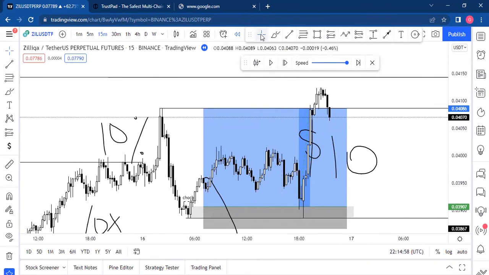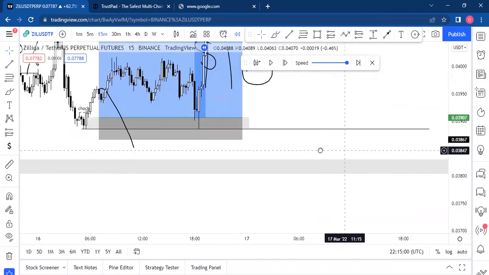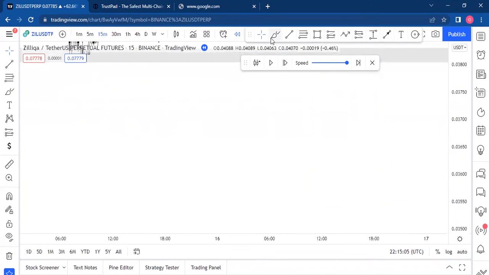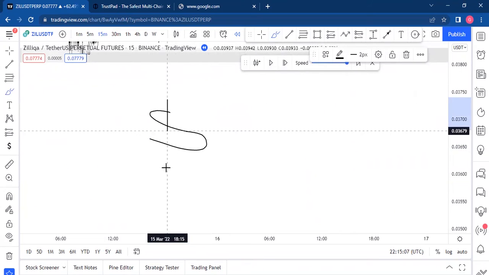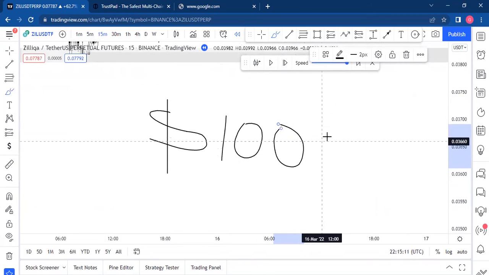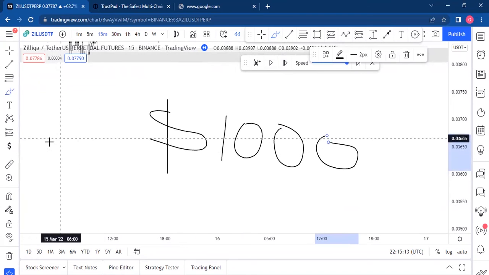So I'll recap again what I said in terms of risk management. Use 10% of your portfolio for taking every trade, especially when you're trading futures. If you're having a $1,000 account, right, 10% of your portfolio is fine. This is $100 per trade.